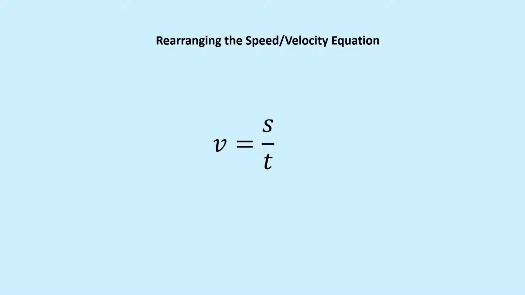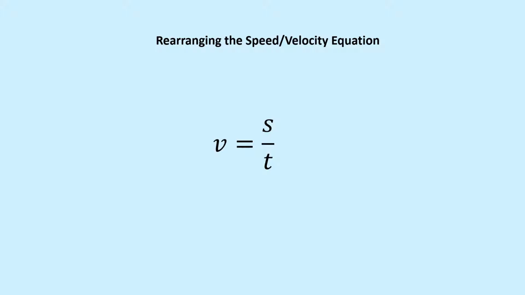Hi everyone. In this video we're going to be looking at rearranging the speed or velocity equation. This is the equation here on the screen. You've seen it before. You know that V stands for speed or velocity, S stands for distance or displacement, and T stands for time. Now this is a great equation. If you're given the distance and the time, you can calculate the speed from it. If you're given the displacement and the time, you can calculate the velocity from it.